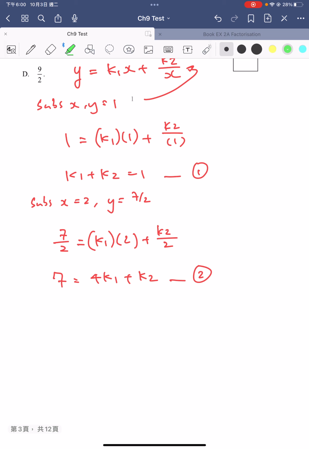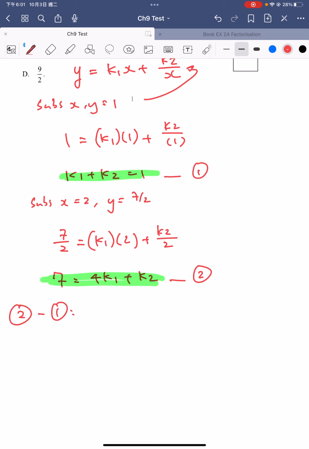Which is k1 plus k2 equal to 1, and 4k1 plus k2 equal to 7. So you can just use the second formula minus the first one. On the number side, we have 7 minus 1, which gives you 6, and 4k1 minus k1 will give you 3k1, and the k2 is being eliminated, so we don't need to write anything about k2. So k1 is equal to 6 divided by 3, which gives you 2.